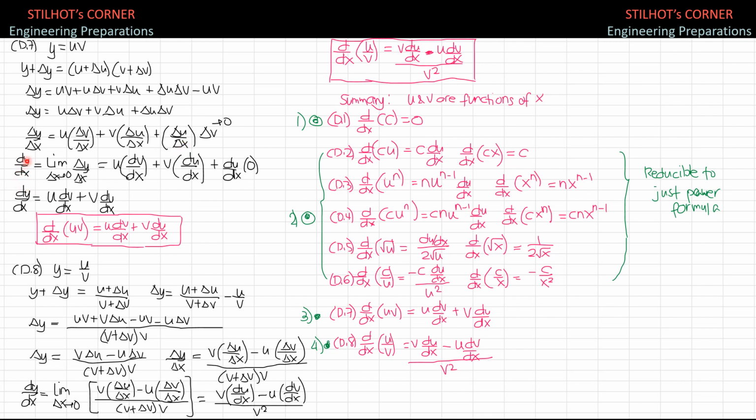So dy dx is the limit of delta y over delta x. So it's the limit of this expression as delta x approaches 0. And we note that the limit of delta v over delta x is dv dx. So we have u times dv dx. The limit of delta u over delta x as delta x approaches 0 is du dx. So we have plus v times du dx. And since delta v approaches 0, this is du dx times 0, that would still be 0.